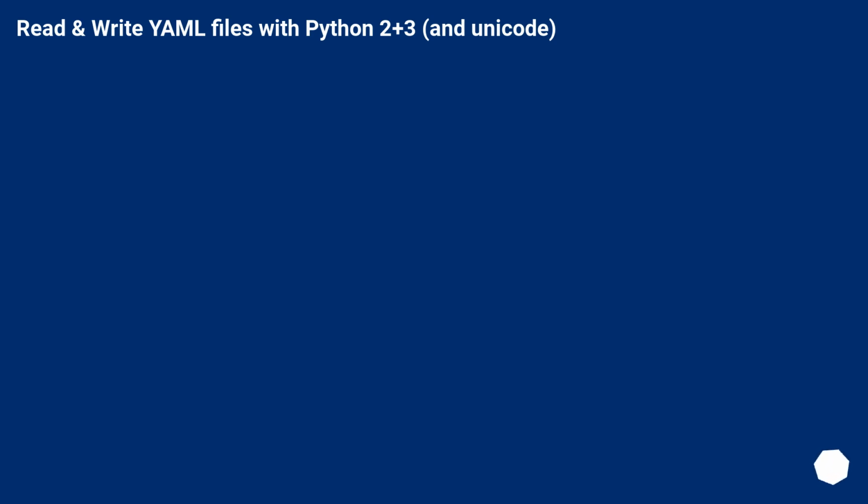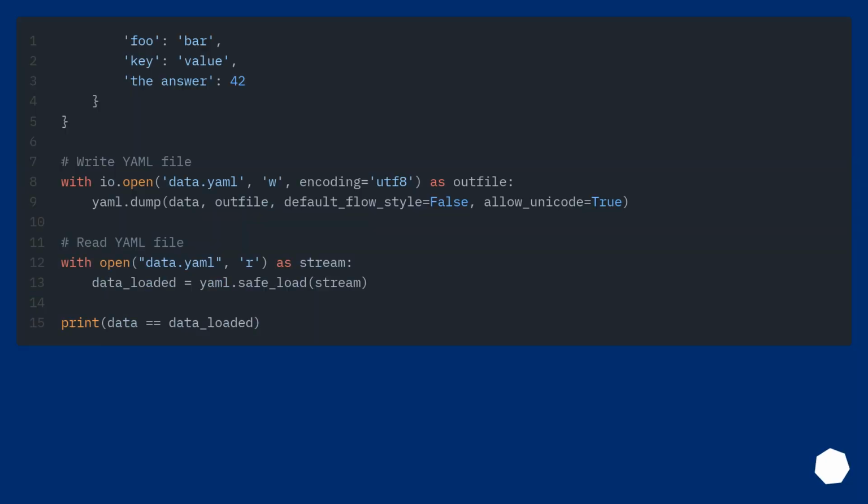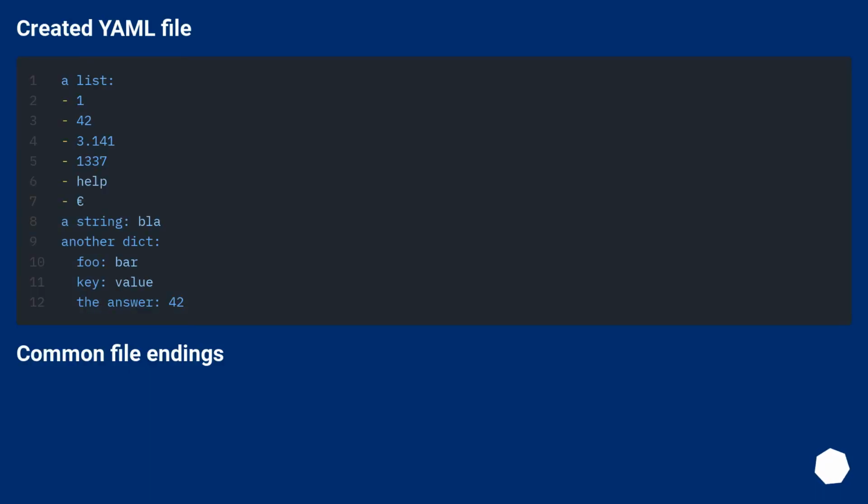Read and write YAML files with Python 2+3 in Unicode. Created YAML file. Common file endings: .yml and .yaml.